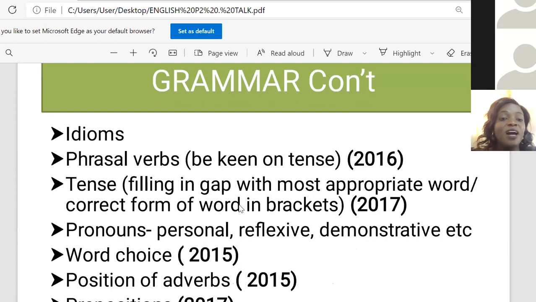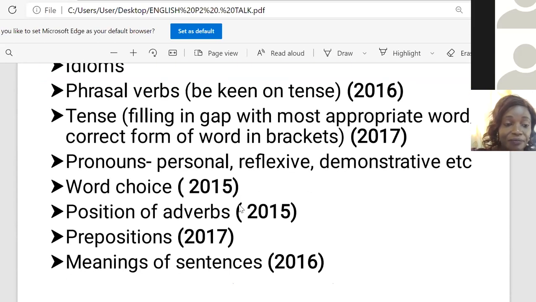When you're handling phrasal verbs, you have to be very keen on tense. You can also be tested on tense, where you fill in the gap with the most appropriate word, and you ensure that the tense of the verb agrees with the subject.